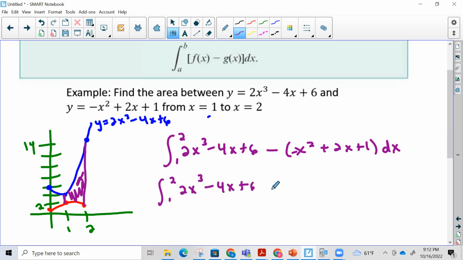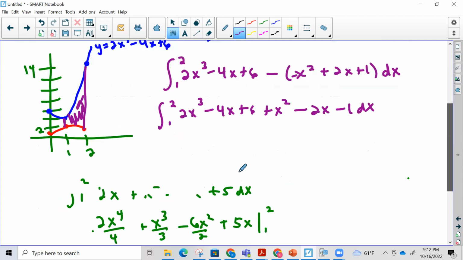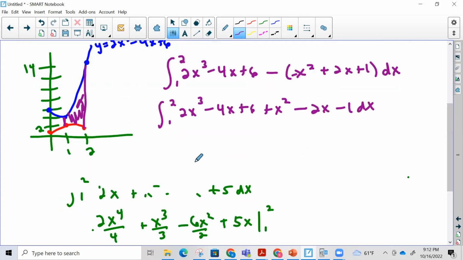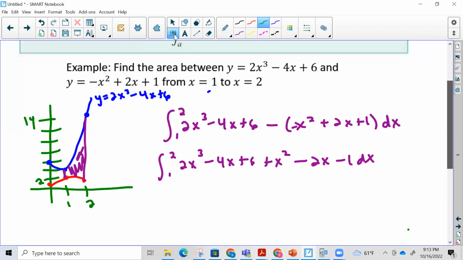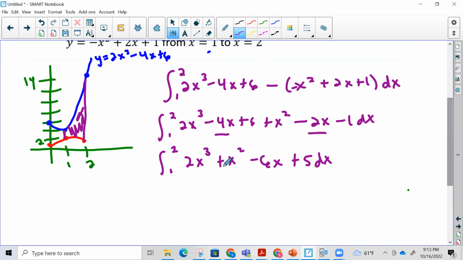Okay, so I'm going to do minus a negative x squared, so plus x squared minus 2x minus 1. Okay, I'm going to combine like terms to make this easier. So I have 2x cubed plus x squared. I have a negative 4x and a negative 2x, so minus 6x, and then 6 minus 1, so plus 5. Then I'm going to take the integral of each one.